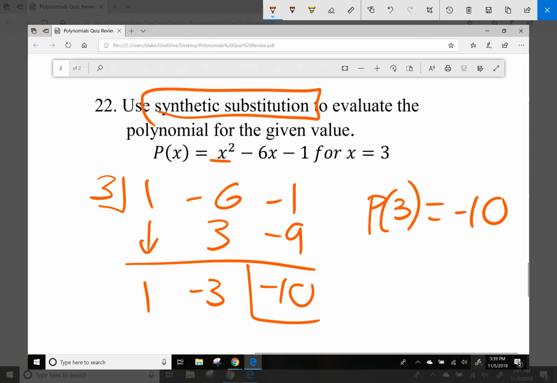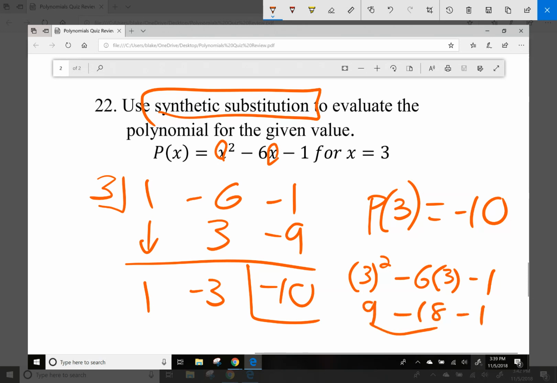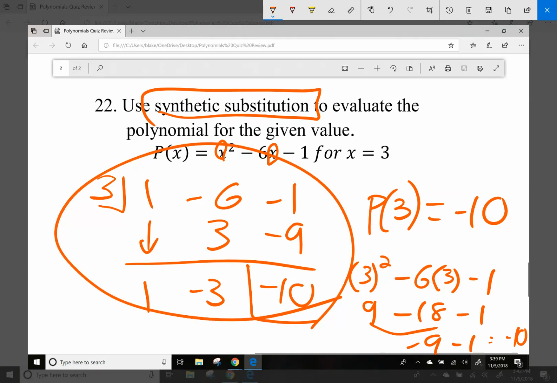And again, if you want to check, if you plug in 3 here for x, it would equal -10. 3 to the second power minus 6 times 3 minus 1. This would be 9 minus 18 minus 1. This makes -9, and -9 minus 1 is -10. So plugging in the value gets the same thing, but I need to see this work tomorrow for your points. But like I said, if you want to check to see your answer's right, that's a good way to check.